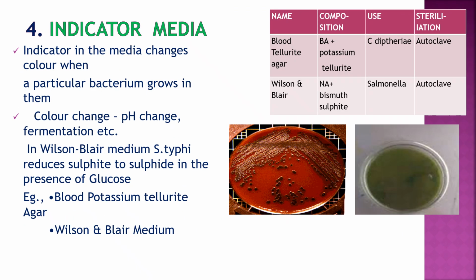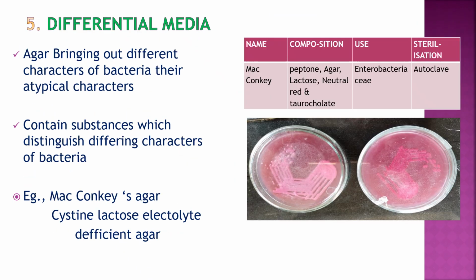In indicator medium, an indicator in the media changes color when a particular bacterium grows in it. Examples are blood potassium tellurite agar and Wilson Blair medium. Differential media differentiate colonies from one another. An example is MacConkey agar.